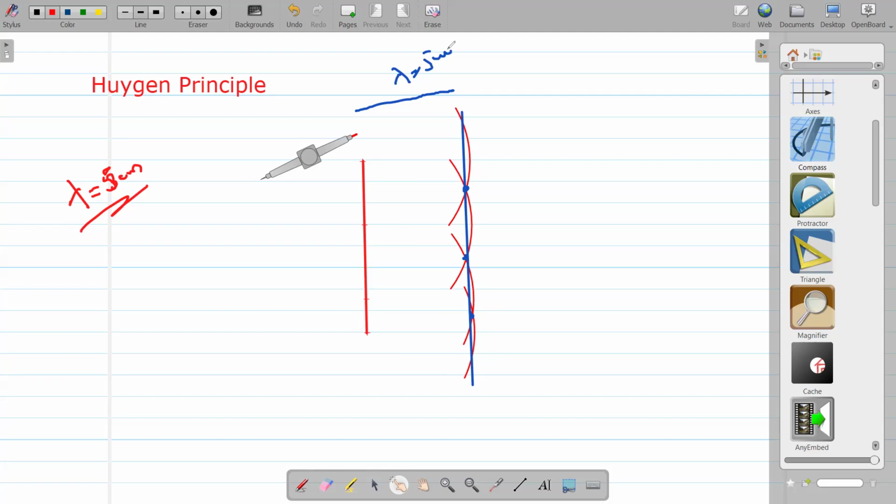So using the Huygens principle, how do we work out the new position of the wavefront? We mark a point on the given wavefront and draw the arcs at different positions. The point where the arcs intersect, we join those points and we get the new position of the wavefront. This is known as the Huygens principle to work out the position of the wavefronts.